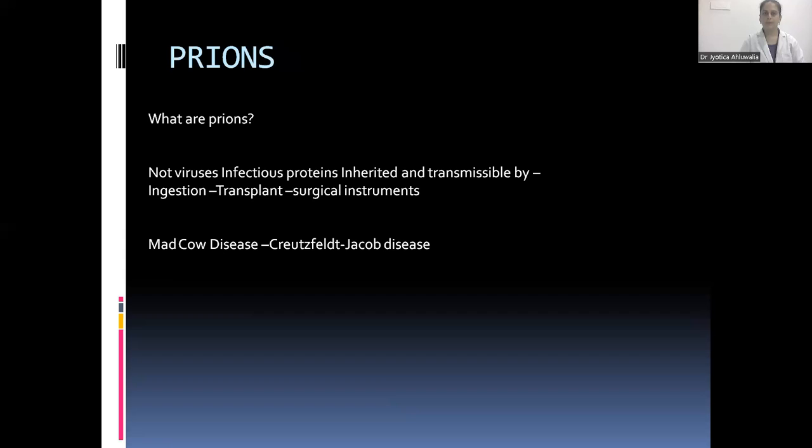Now, what are prions? These are not viruses, but they are infectious proteins which are inherited and transmissible by ingestion, transplant, or through surgical instruments. They cause degenerative changes in the brain, and the diseases are mad cow disease or Creutzfeldt-Jakob disease, which includes dementia and various associated neurological symptoms.